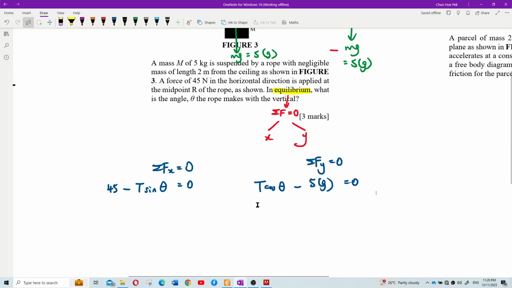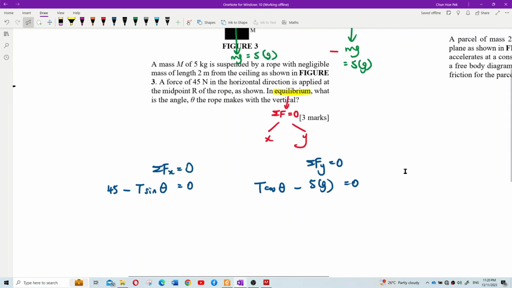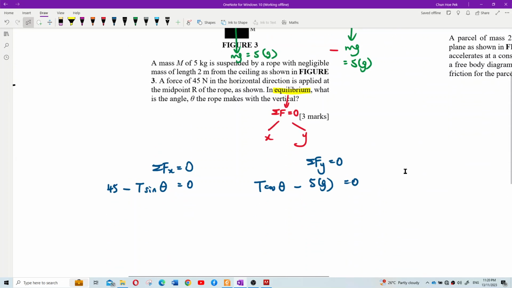So what can you do about this class? I must do simultaneous equations. So this one is T cos theta equal to 5 times gravity, and this one is T sin theta. If it goes to the other side, it becomes positive.